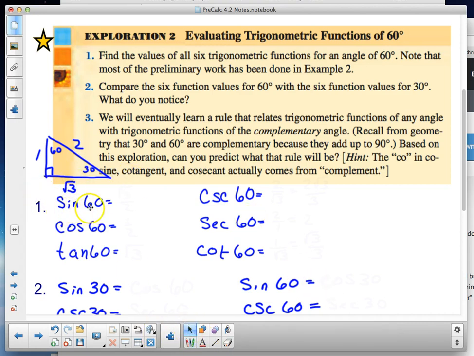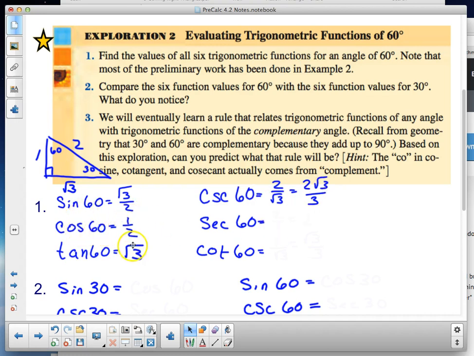Now when I'm looking at this, the sine of 60 is opposite over hypotenuse, square root of 3 over 2. The cosine of 60 is adjacent over hypotenuse, 1 over 2. And the tangent of 60 is the square root of 3 over 1, which is just the square root of 3. Now, cosecant is hypotenuse over opposite, which is 1 over sine, that's 2 over the square root of 3. And then I've got to get rid of the square root of 3 on the bottom, so I have that there. And that's what we're more used to seeing.